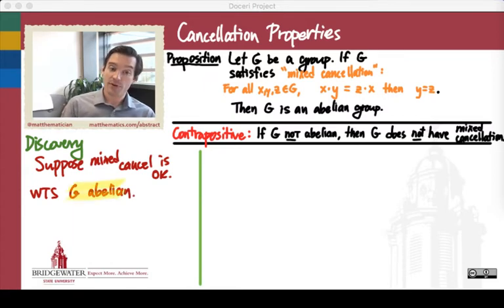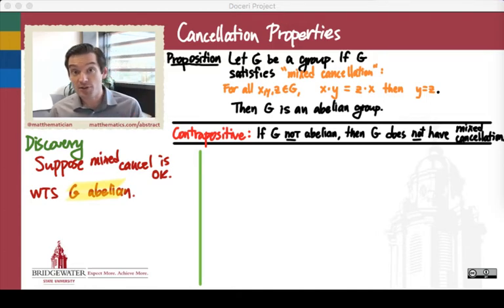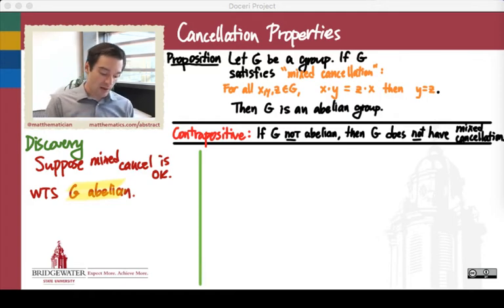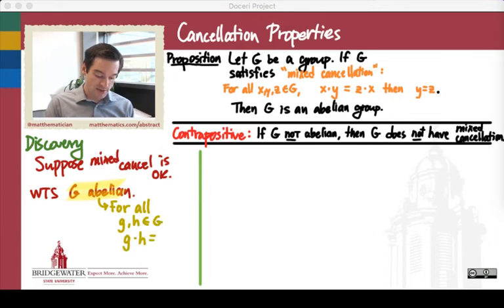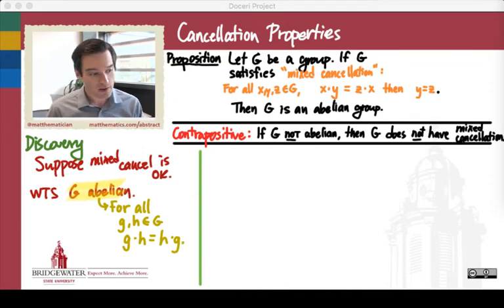All right, if that's the burden of proof, though, we need to understand what that burden of proof tells us. What is the definition of abelian group? The definition of abelian group is that we have to show for all G and H in my group, GH has to equal HG. That's my burden of proof. And now that I understand that, this is the thing that I have to prove.